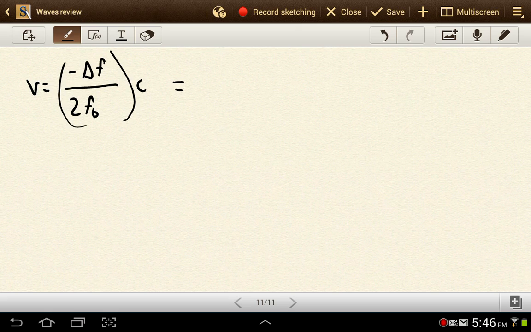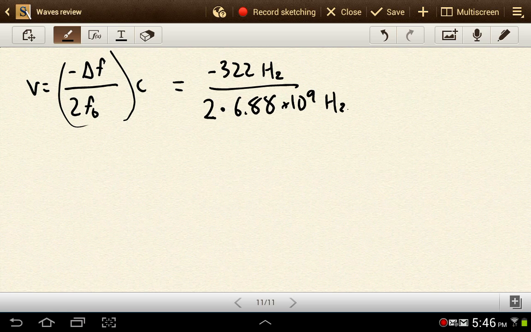And so that is going to be negative delta F, which is negative 322 hertz, over this 2 F naught, which is 2 times 6.88 times 10 to the 9th hertz. And then this is going to be 3 times 10 to the 8th meters per second, 3.00, whatever. So it's going to be like 966 over something. I think it'll work.